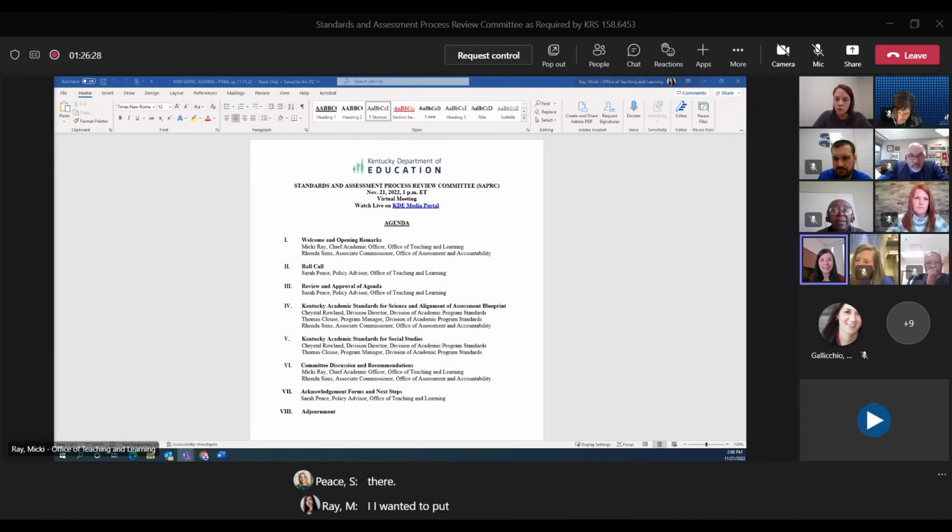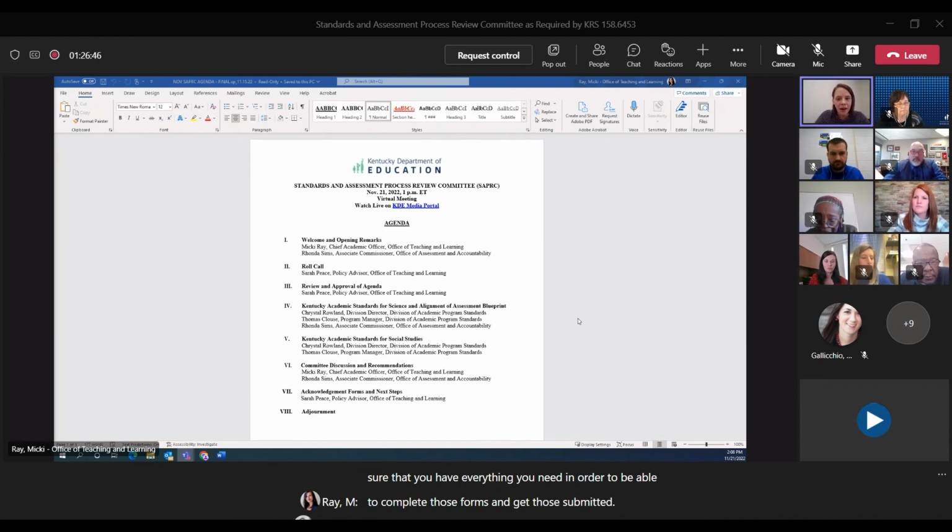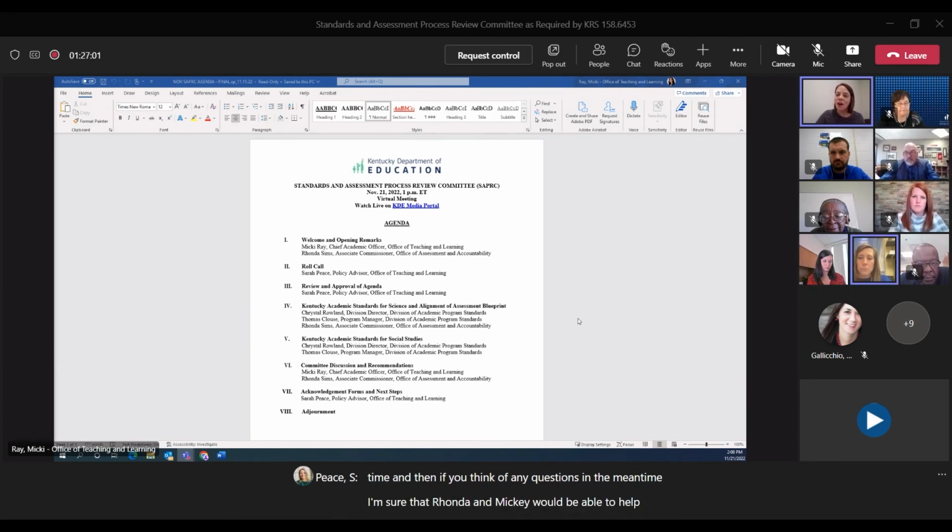I wanted to put up the agenda just so you can see that that is the last step for today, prior to adjournment. So I want to make sure that you have everything you need in order to be able to complete those forms and get those submitted. I'll keep an eye on my email just so I can have a sense of when they're completed, but we're happy to provide this time. And then if you think of any questions in the meantime, I'm sure that Rhonda and Mickey would be able to help you, or they may ask anyone on the call.